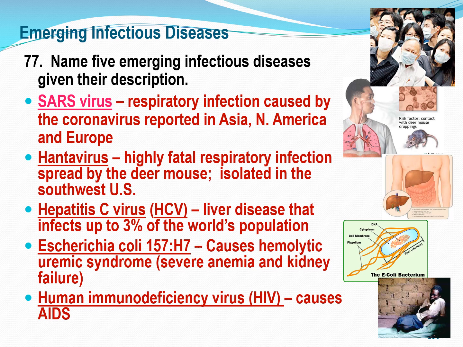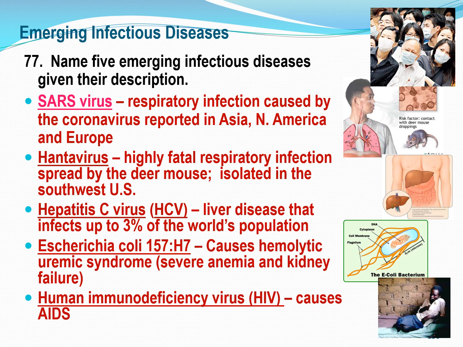So we want to talk about 5 emerging infectious diseases and give their description. SARS virus was a precursor to what we talk about now with COVID-19. Okay, this is a respiratory infection caused by the coronavirus, right? Reported in Asia, North America, and Europe. Okay, we had the hantavirus, which was a highly fatal respiratory infection spread by deer mouse, isolated in the southwest U.S. We have HCV, which is hepatitis C virus.